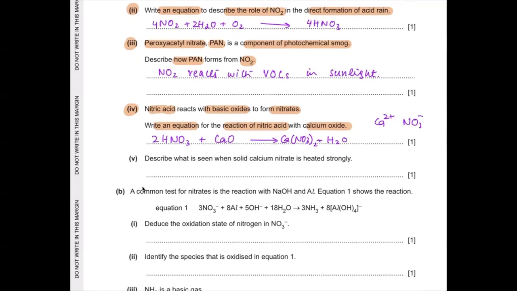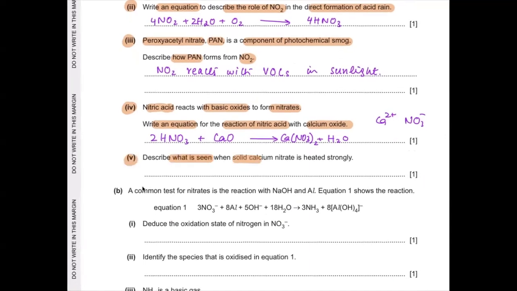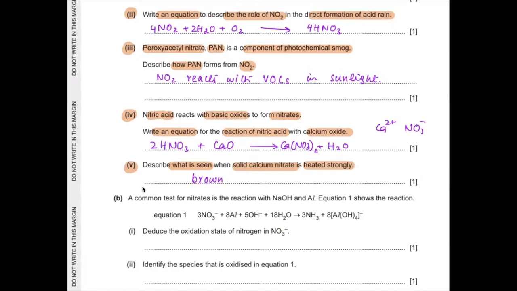Now, part 5. Describe what is seen when solid calcium nitrate is heated strongly. If you recall, on heating it decomposes to give calcium oxide, nitrogen dioxide, and oxygen. And nitrogen dioxide is a brown gas. So as a brown gas is liberated from the heating of a solid, we are going to observe brown fumes.